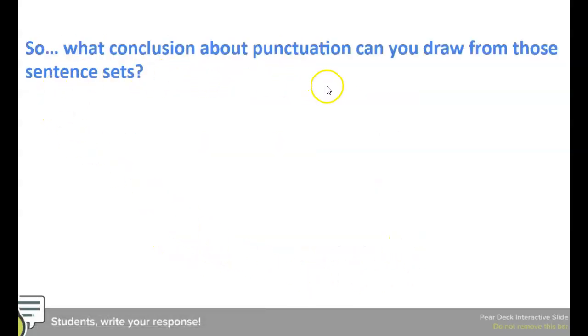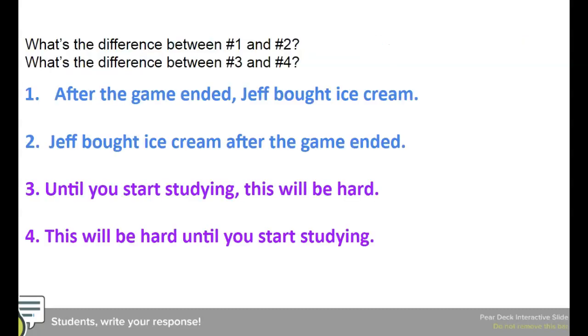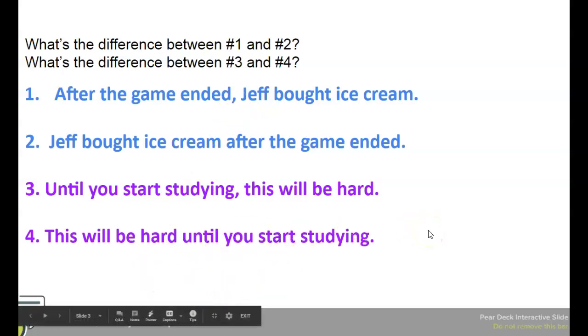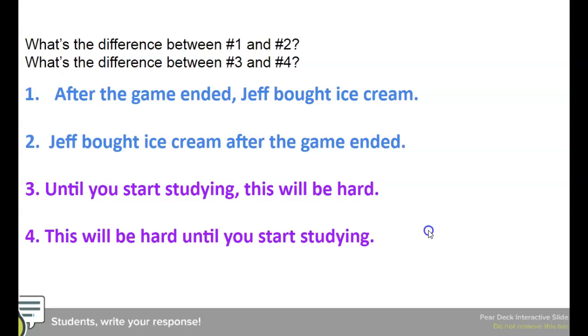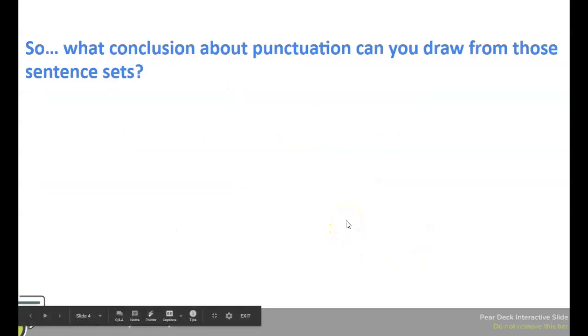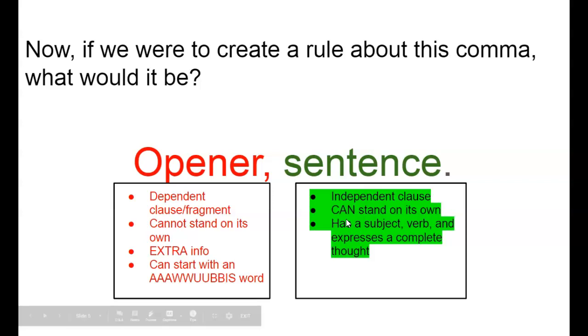So what conclusion about punctuation can you draw from those sentence sets? So let's go back and look at them. We're trying to draw a conclusion about punctuation, and by punctuation, I mean this comma. Now, if we were to create a rule about this comma, what would it be? It would be that if there's an opener to start, we're going to have a comma after it and then a sentence. So an opener could be a dependent clause or a fragment.